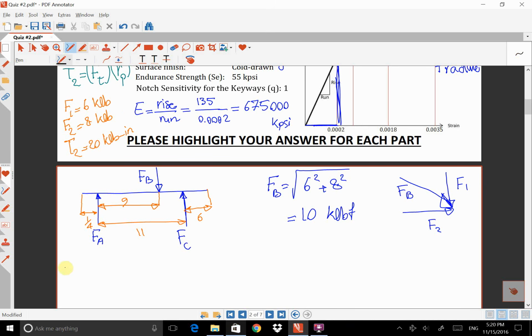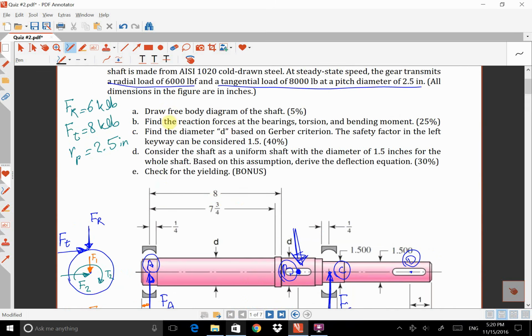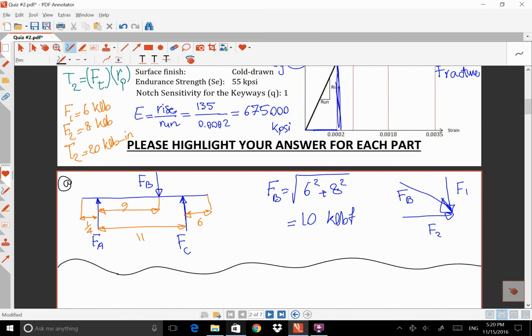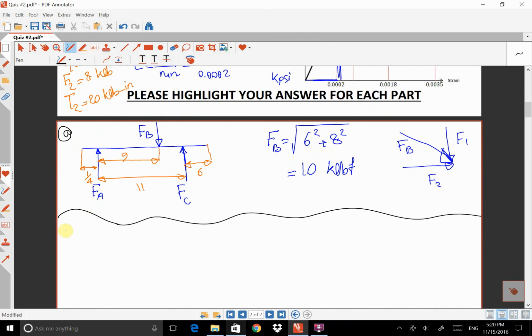So this is the solution for the first part of the question, part A. In part A, we are asked to draw a free body diagram. So that's a free body diagram. I showed the forces and I showed the distances. In part B, we are asked to find the amount of these forces and torsion and bending, whatever we have in the question.